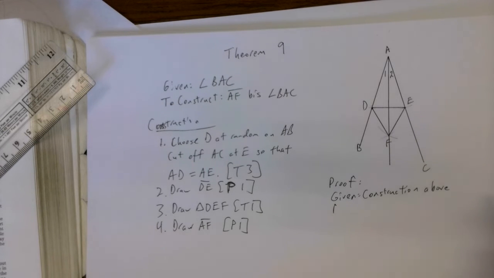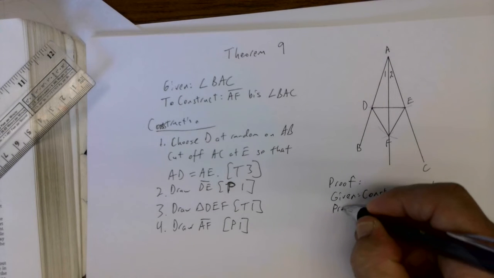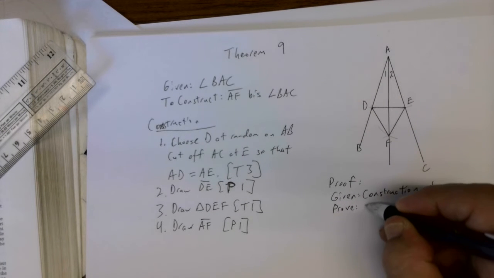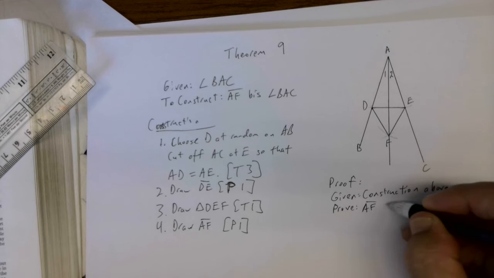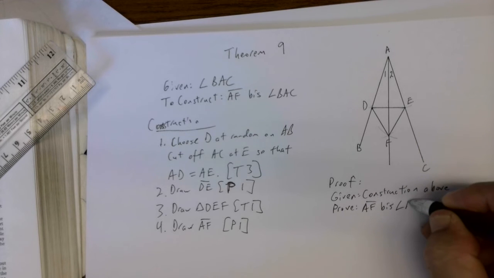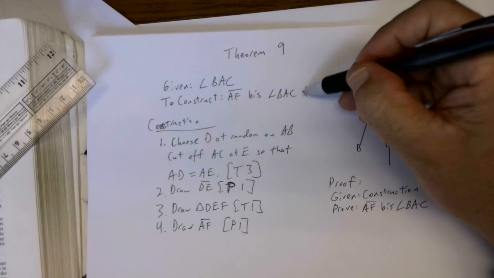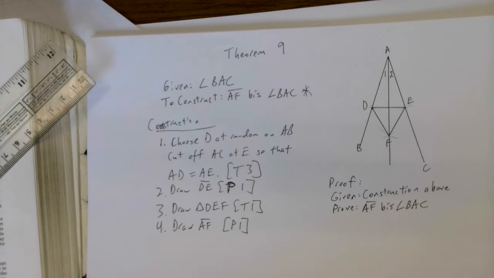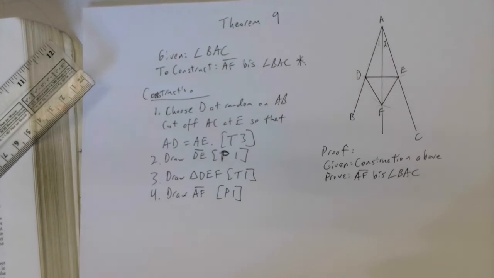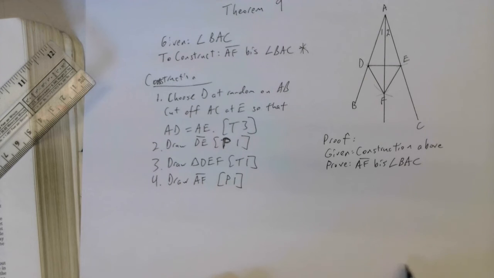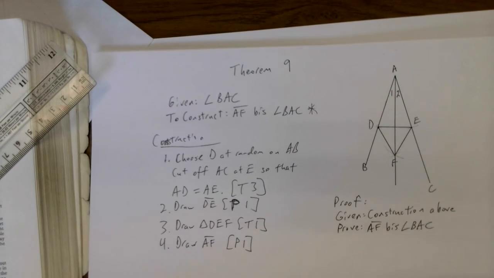So I won't repeat it. I'll just say the construction above. And I need to just prove that AF bisects angle BAC. Notice that this is identical to what I put up here that I wanted to construct. Okay? And that's also going to be identical to my last step of my proof. It's the bottom here.